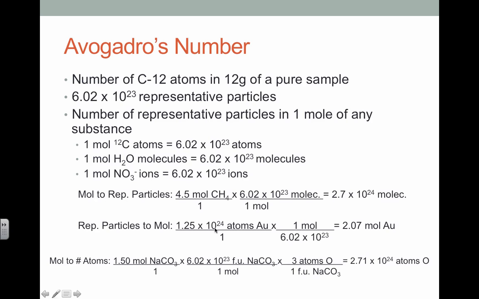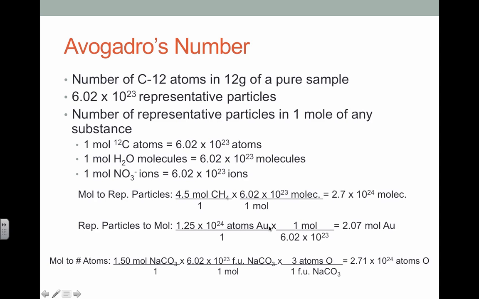We can also go in the reverse direction where I give you representative particles and you calculate moles. In this case, if I give you atoms of gold, again, we flip our fraction compared to what we did in the first one, and we divide by Avogadro's number as opposed to multiplying, and we find out that 1.25 times 10 to the 24th atoms refers to 2.07 moles of gold.